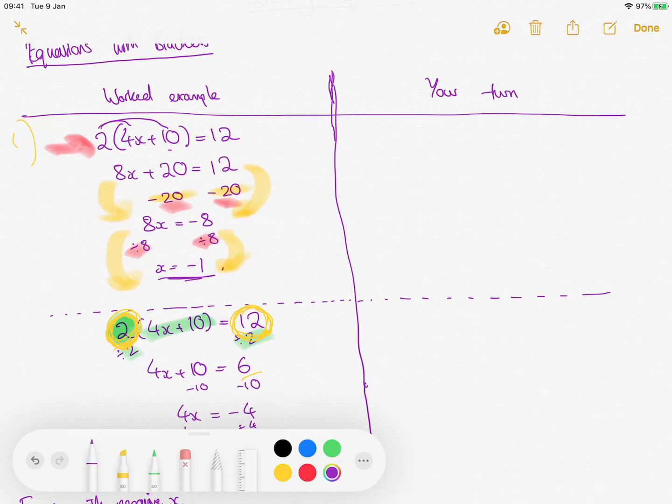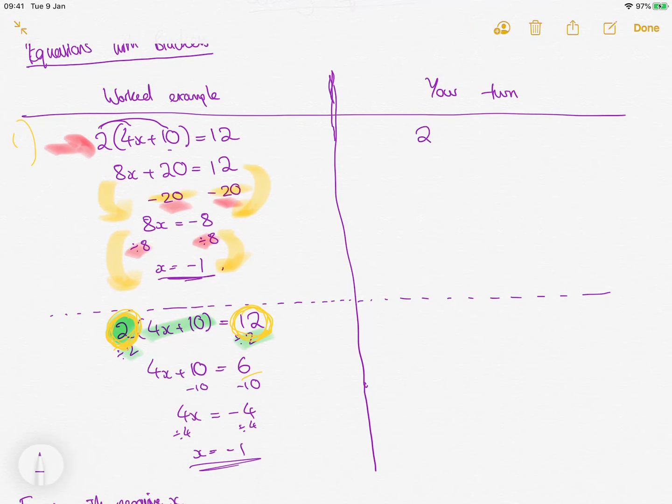Right, for your turn, I would like you to have a go at that question. So make sure you get them down in your book, both methods. Okay, so pause the video, have a go at it. You can choose whichever method you prefer. I'll do both, and then you can just double check if you got them right. So I'll do the first method here.